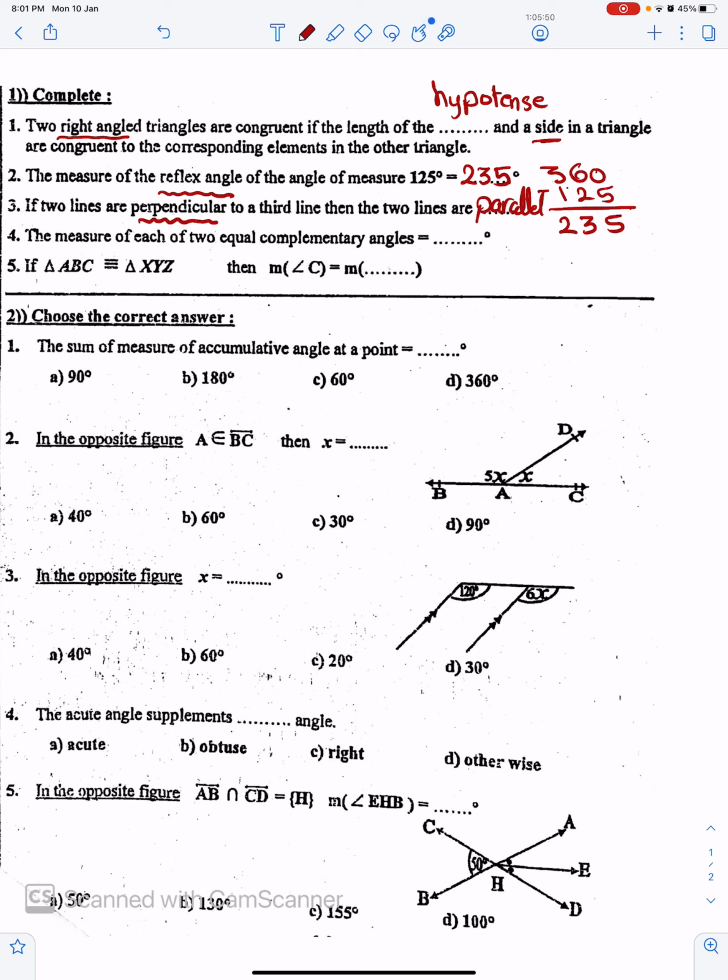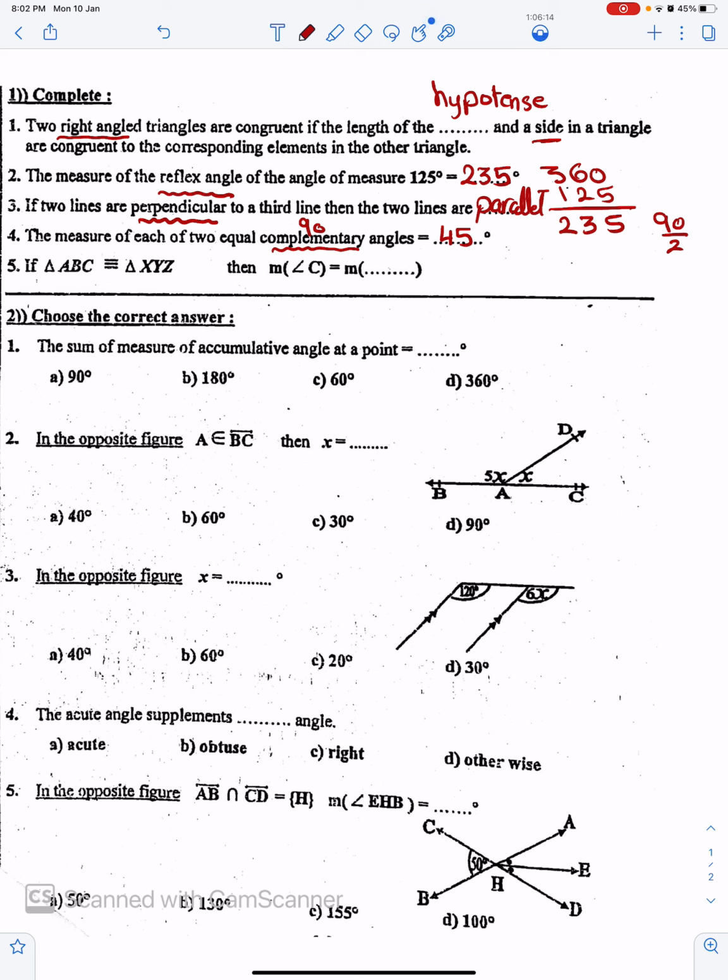Number four, the measure of each of two equal complementary angles. We have complementary angles, which means what? Two complementary angles, their sum is equal to 90 degrees. And they are equal. So each angle is equal to 45 degrees, 90 divided by 2.